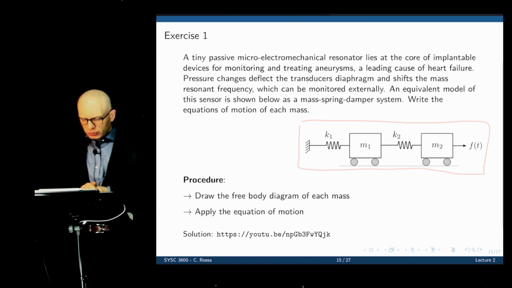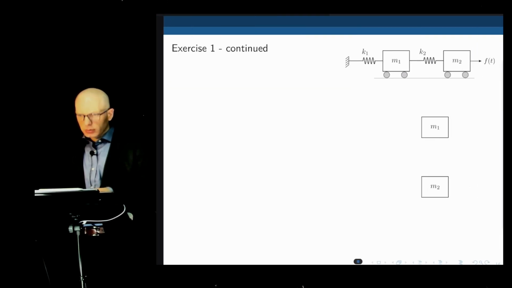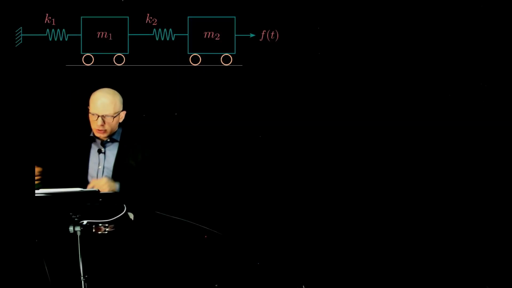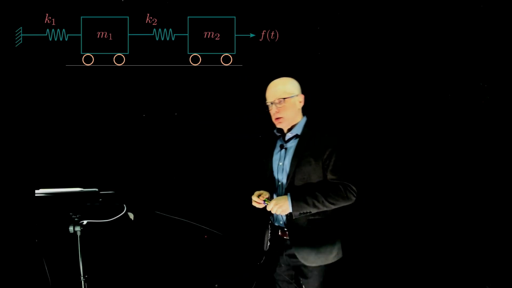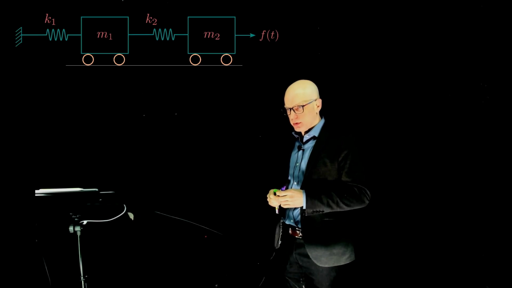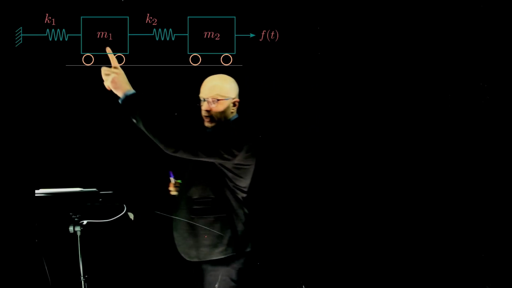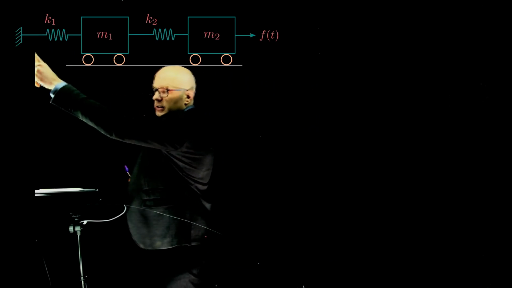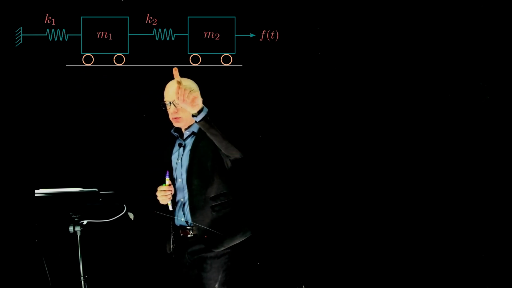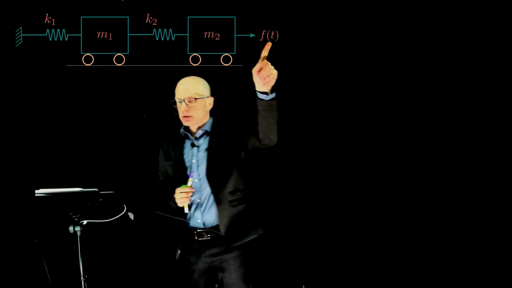We want to derive the equations of motion for these masses. So let's do that. You can add your annotations here. I'm going to solve that on the whiteboard. So here we have the resonator, two masses, two springs, and a force. Okay, so what do we see here? We see one mass connected to a spring that is at a fixed reference frame. These rollers indicate no friction with the ground. There's a mass here and there's a force there.